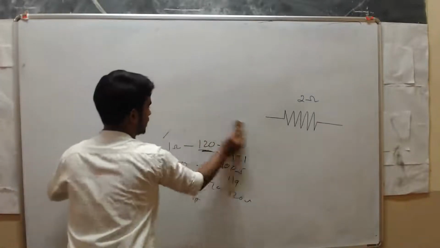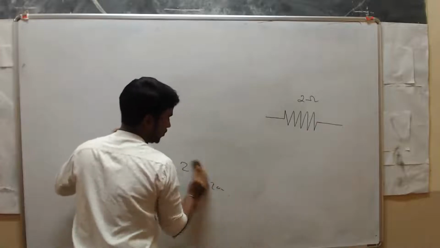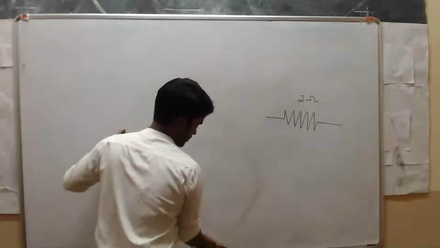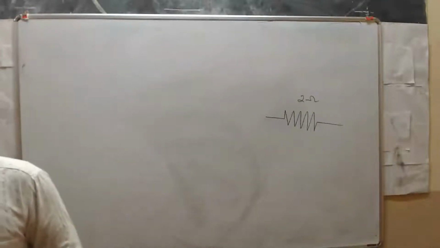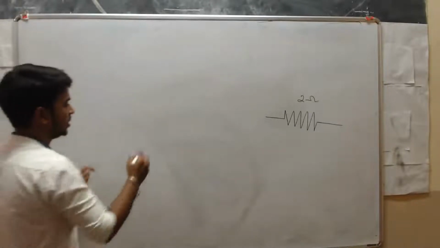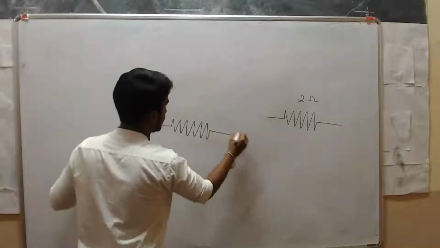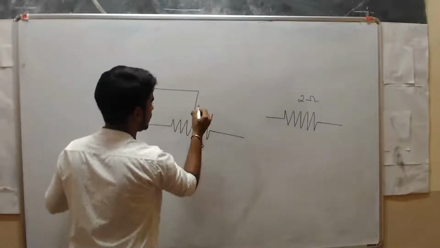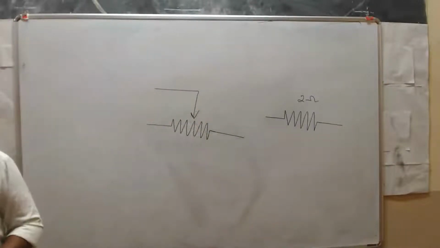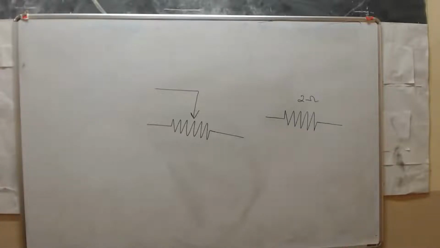Variable resistor. Then we have one more variable resistor, which we call a rheostat. This is the symbol of rheostat. Both are the same, rheostat and variable resistor.